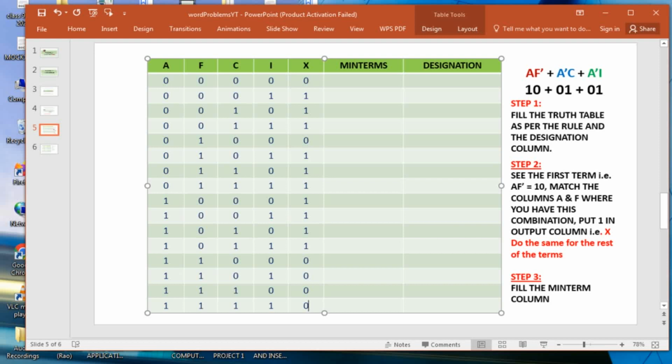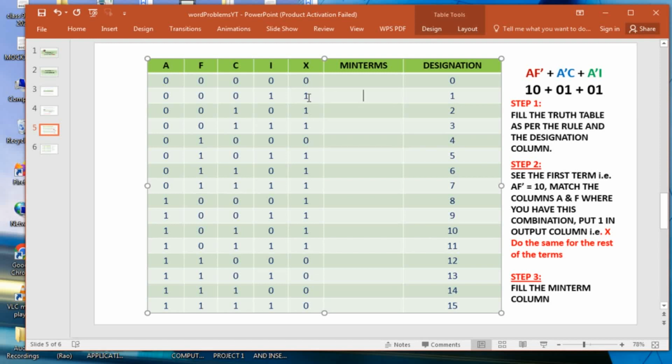0 here also. Now for min terms, right? And these are the decimal values, right? You can directly write it down starting from 0, 1, 2, 3, 4, 5, 6, 7, 8, 9, 10, 11, 12, 13, 14 and 15, right?